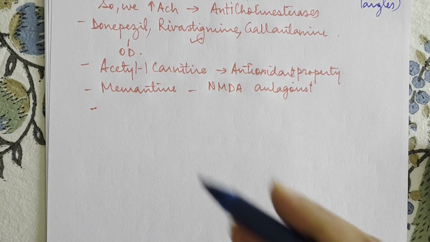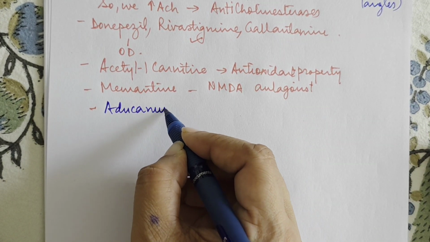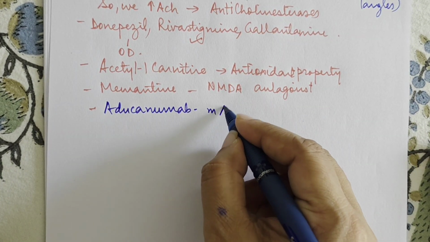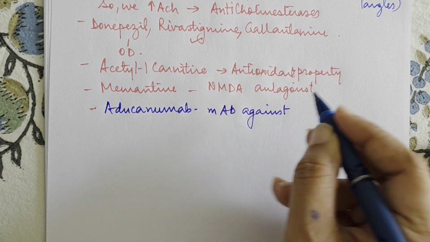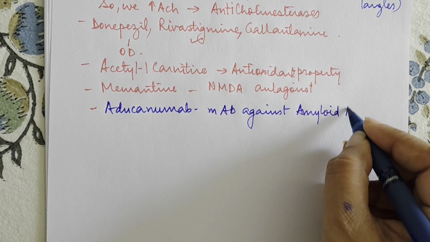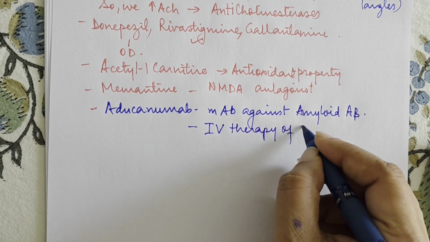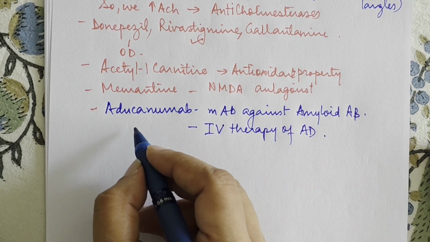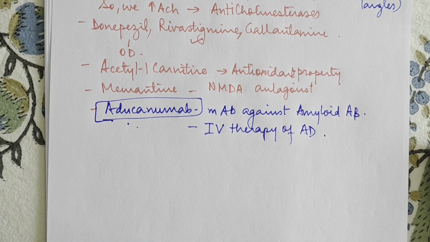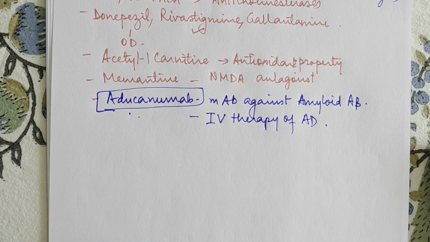And a new drug is there, that is aducanumab. This is basically a monoclonal antibody against amyloid A beta, and it is approved for intravenous therapy of Alzheimer's disease. This is the only drug that targets the underlying pathology. So aducanumab is the new drug and the most preferable one.